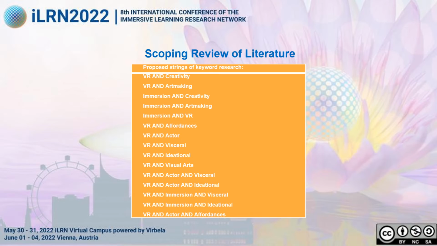The five mentioned elements will be used in order to create strings of keywords for the systematic literature review. These keywords will be found either in the title or the subject of papers or journal articles written in English. The reason for this scoping review is to identify the gaps in research on art making, visual arts, immersion, and virtual reality in relation to the five elements that were just mentioned.